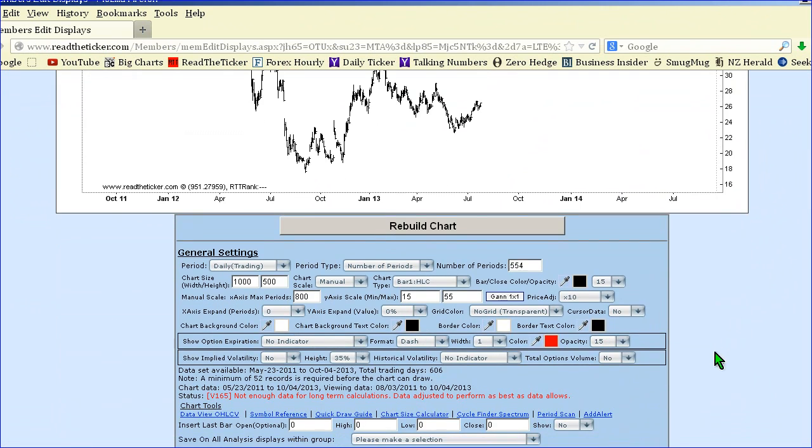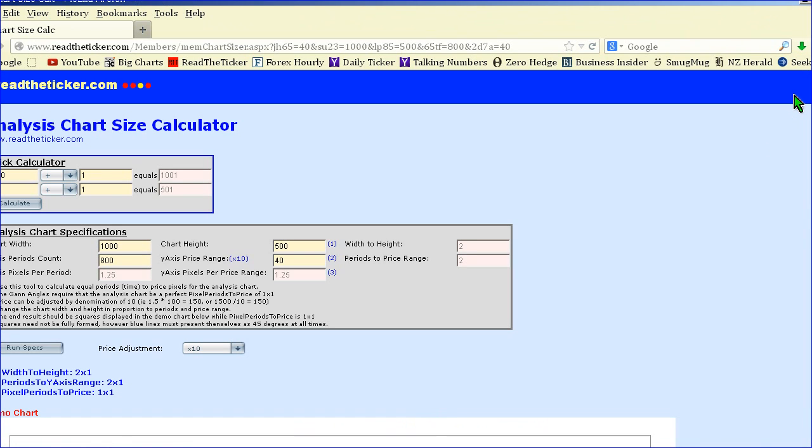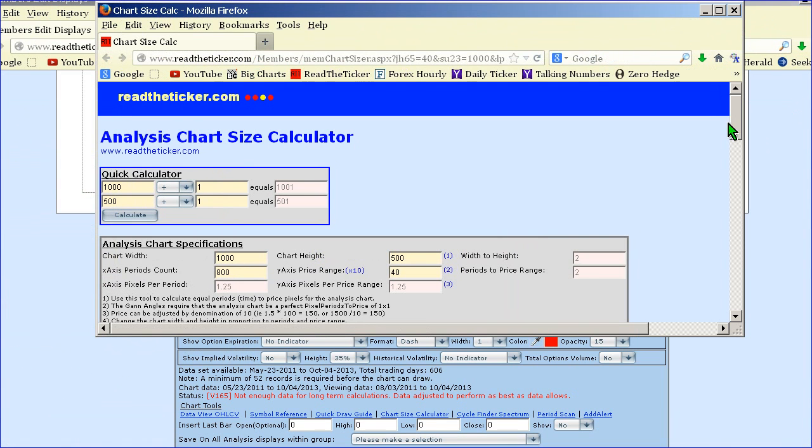So what have we got here? This is our Gann angle chart. We're going to use the trading days as the kick-off. I go to my chart size calculator. Once again.